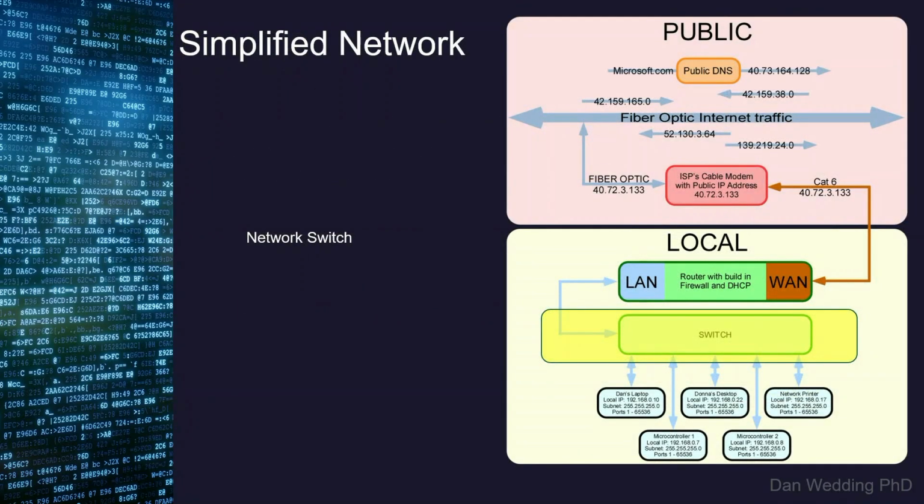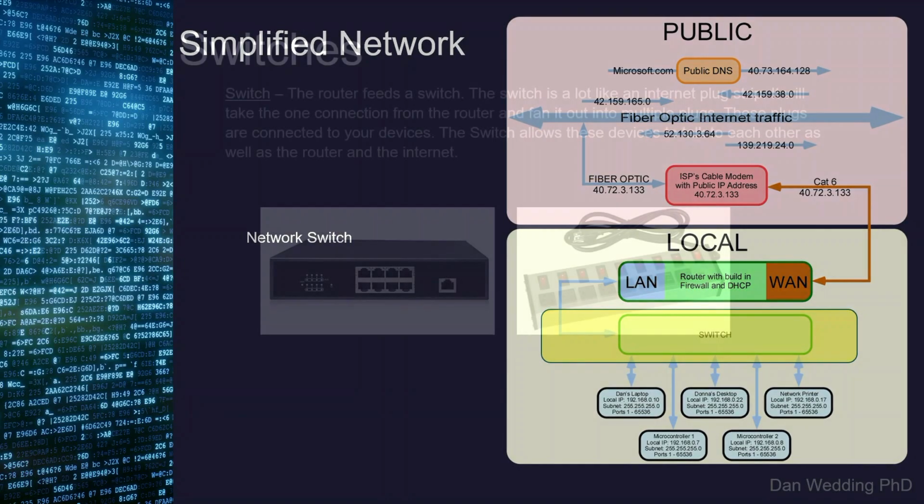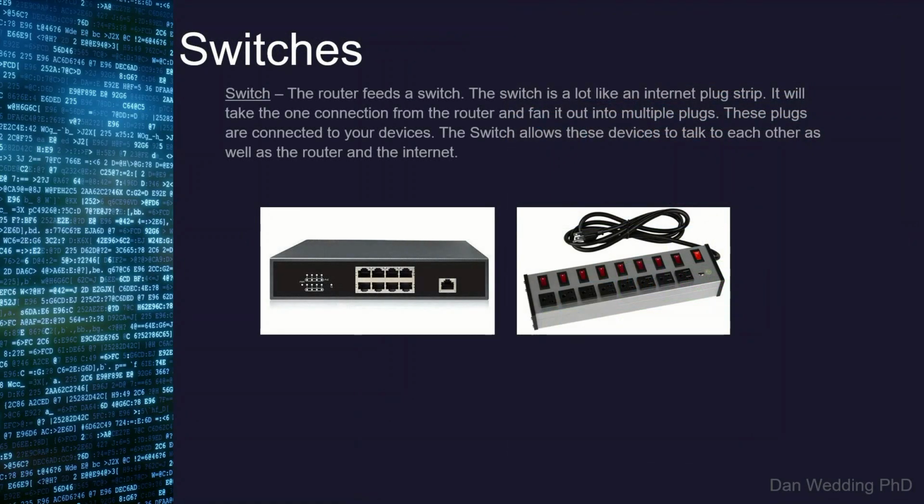Network switch. The router feeds a switch. The switch is a lot like an internet plug strip. It will take one connection from the router and fan it out into multiple plugs. These plugs are connected to your devices. The switch allows these devices to talk to each other as well as the router and the internet.